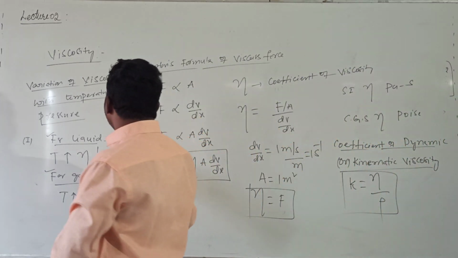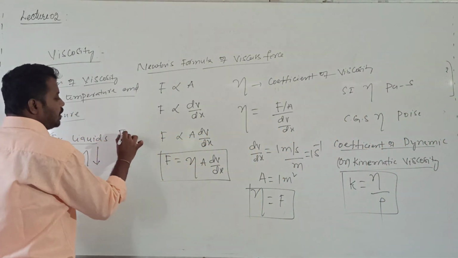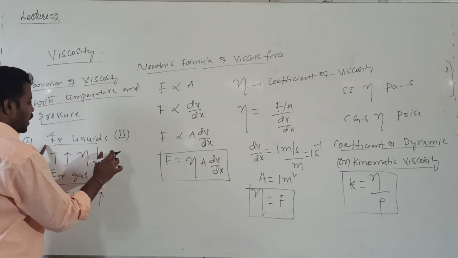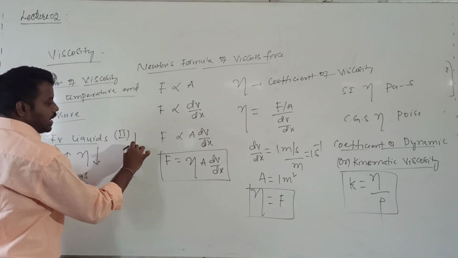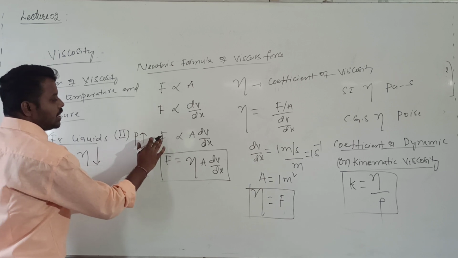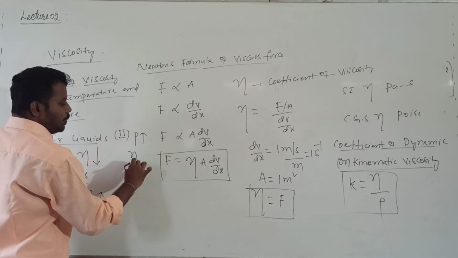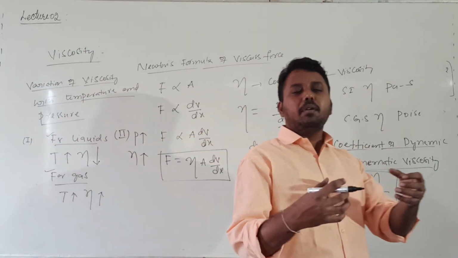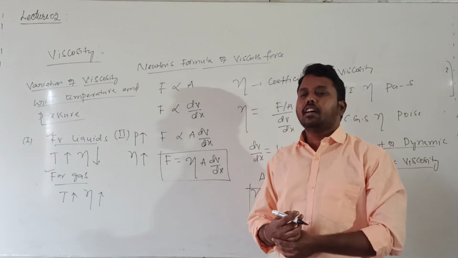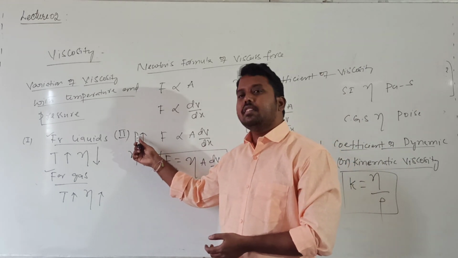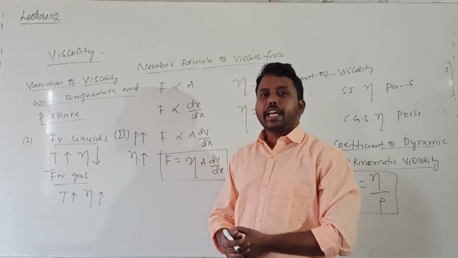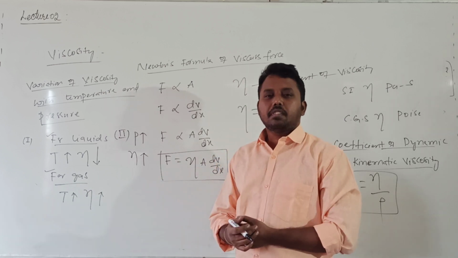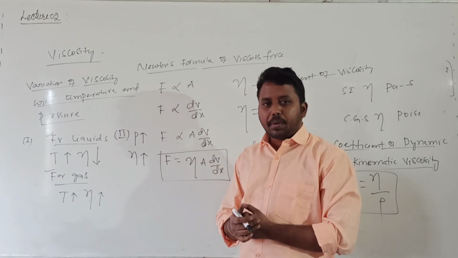The second point is variation of viscosity with pressure. For liquids, whenever the pressure increases, the viscosity increases. Why? Because pressure means intermolecular force acting per unit area. Whereas for gases, at normal pressure, viscosity does not depend upon pressure.